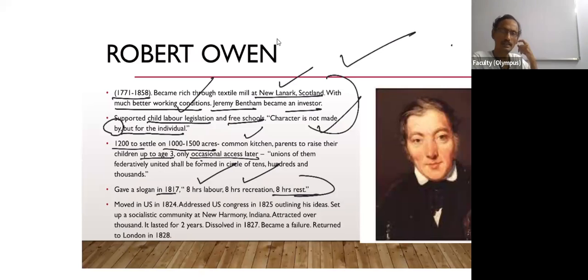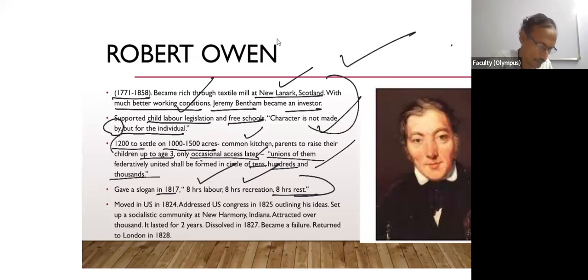So he thought of society in terms of certain communes. So no private property to any family. In fact, even socialization of the children also is not family business. And if this is a commune, unions of them federatively united shall be formed in circles of tens, hundreds and thousands. So he believed in communes interconnected based on certain common interests. So this was a radical idea.